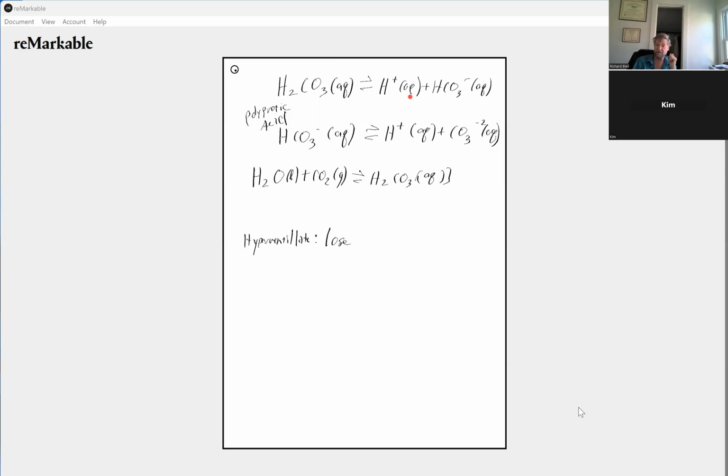Lower concentration of hydronium ion means higher pH, because remember, it's the inverse relationship there. With the higher pH, you get alkalosis, you become too alkaline, you become too basic. And that can be a very dangerous situation. So we've talked about that before.